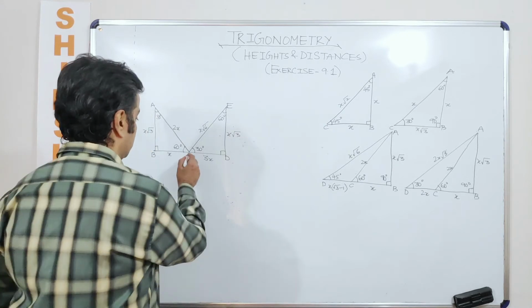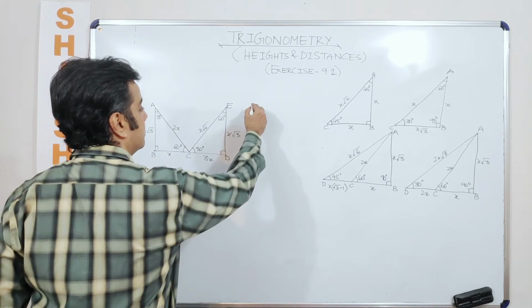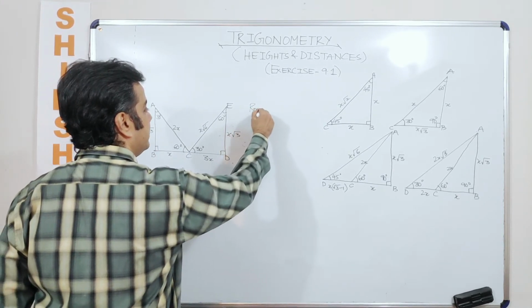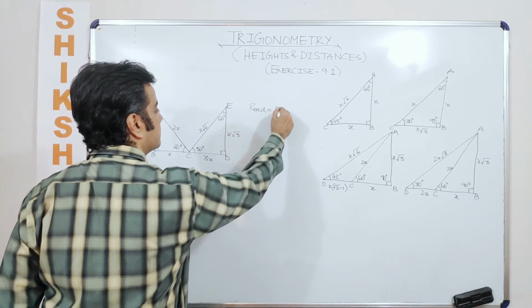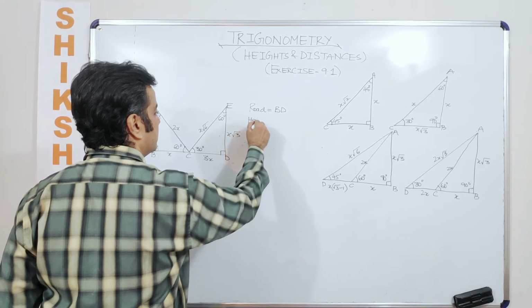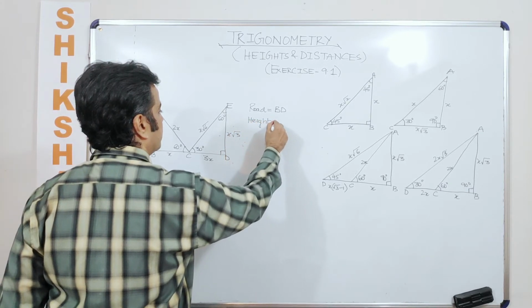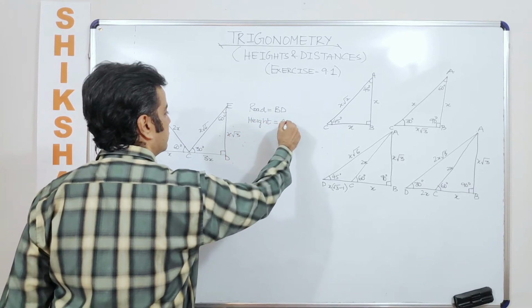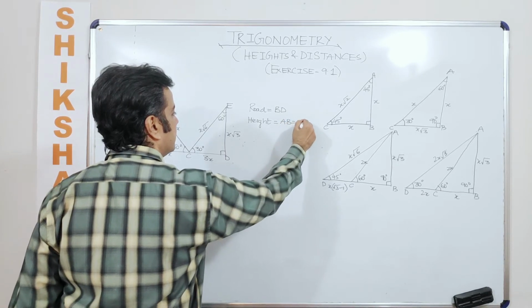Okay, so I have taken the road as BD. The height of the poles we know is equal, so AB is equal to ED.